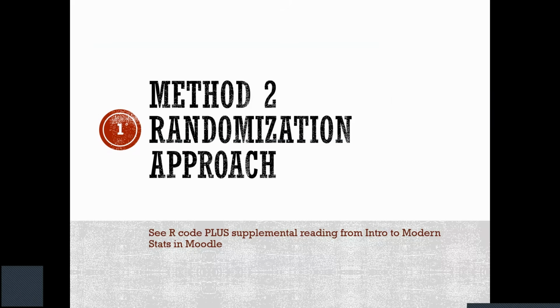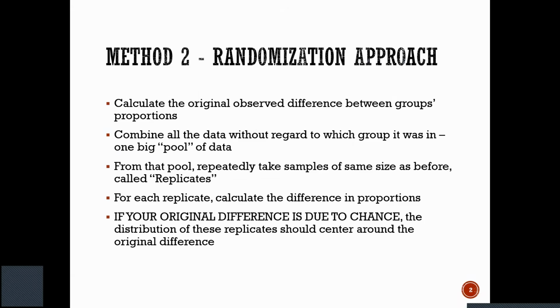Now we're going to look at this with another method, which is called the randomization approach. There is our code in your demo code for this chapter, as well as a short supplemental reading from another textbook used in other sections here, called Intro to Modern Statistics, or IMS, and that is in Moodle for you to look at. It's just a couple pages.